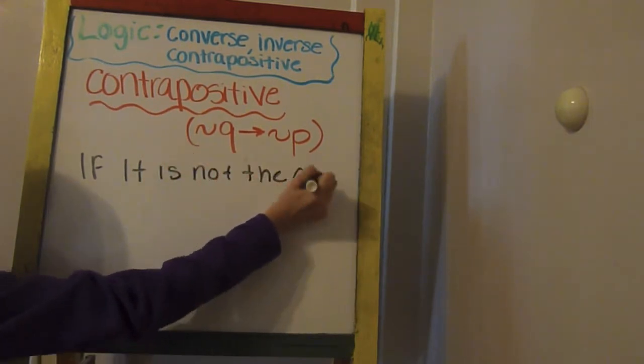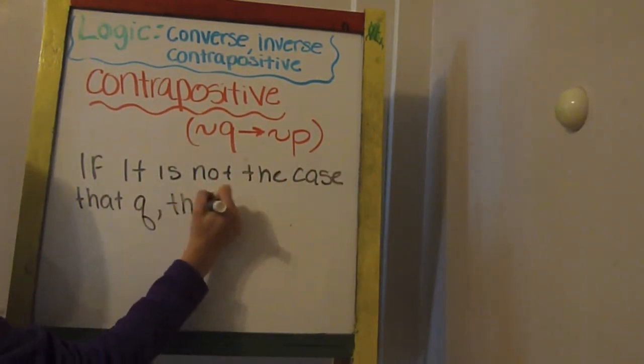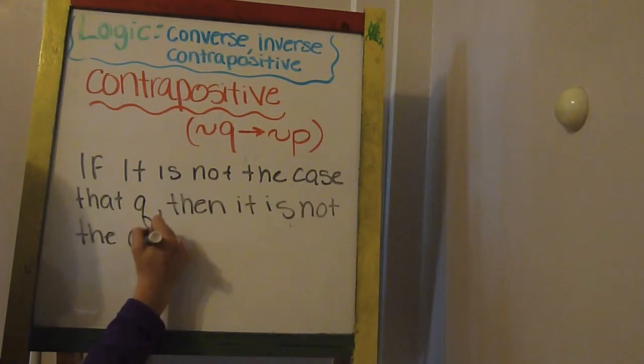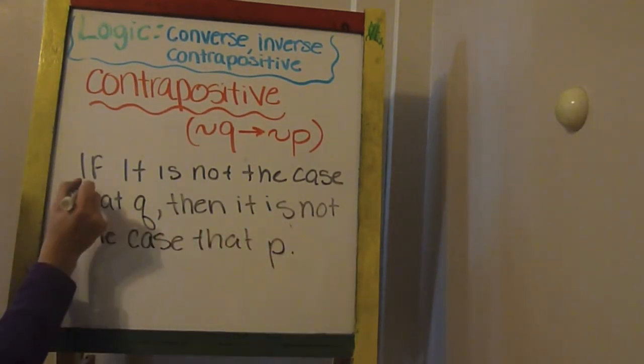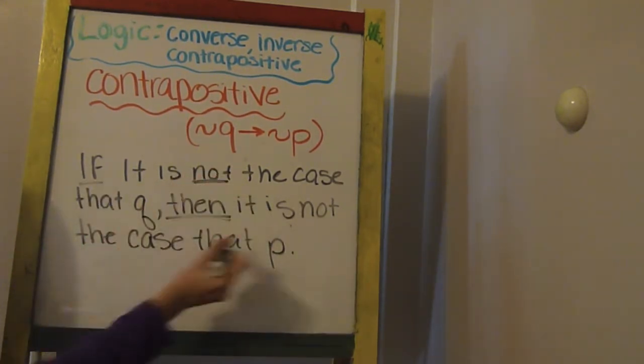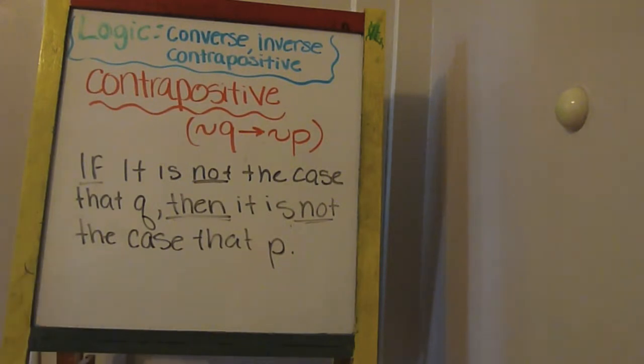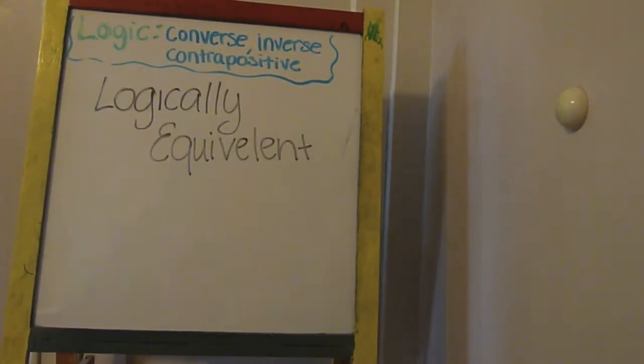So now let's put this phrase into a sentence. So the contrapositive of P arrow Q, which is not Q arrow not P, is if it is not the case that Q, then it is not the case that P. Notice that the if and the then aren't switched.